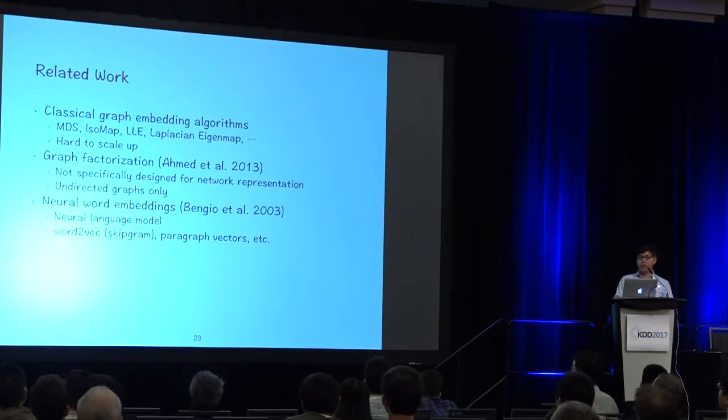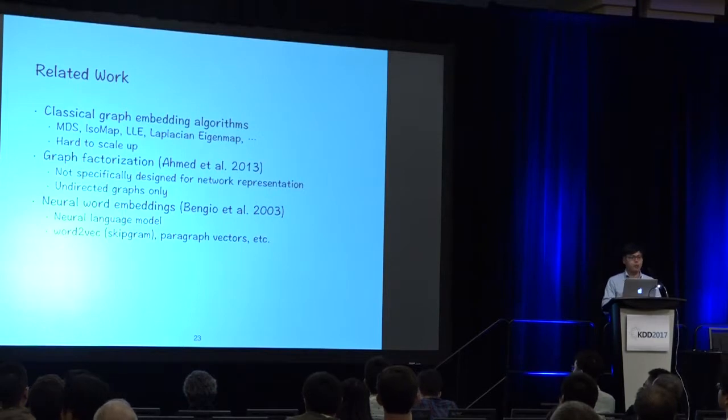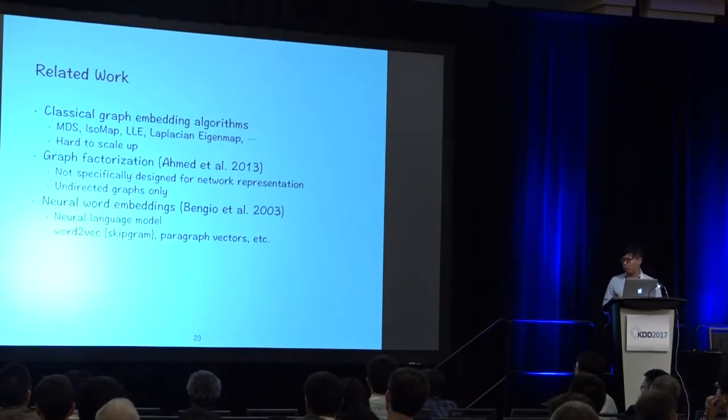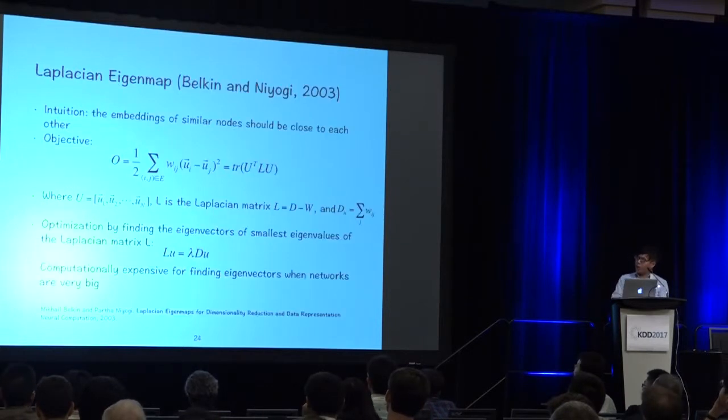Learning node embeddings is also very related to word embeddings, which learn the representations of words from word sequences. Compared to word embeddings, node representation is essentially learning node representations from networks with arbitrary structures. Next, I'm going to introduce some of this work in more detail. I will first talk about the classical graph embedding algorithm, Laplacian eigenmaps.